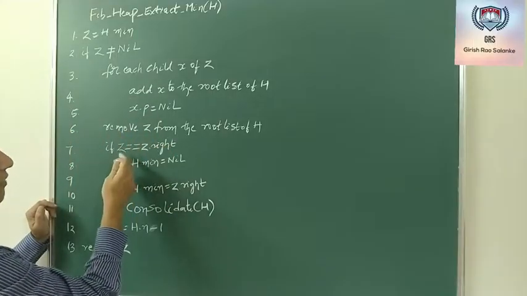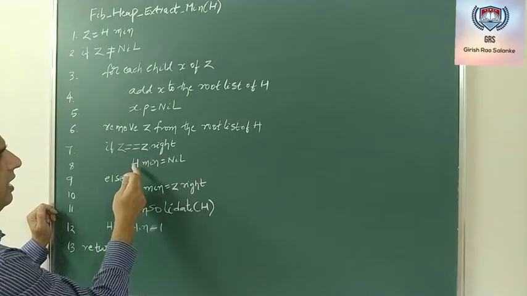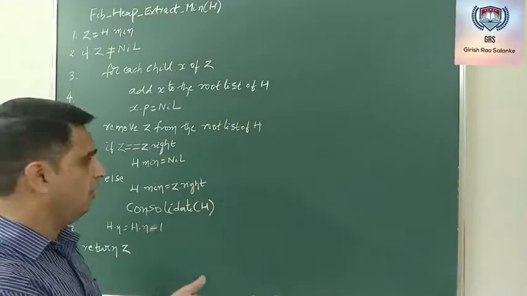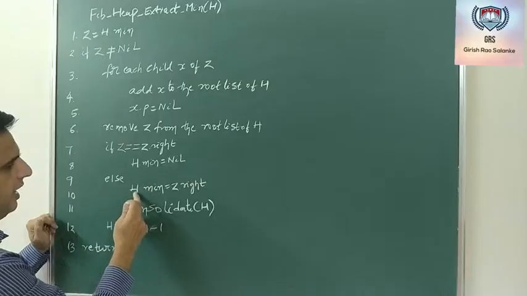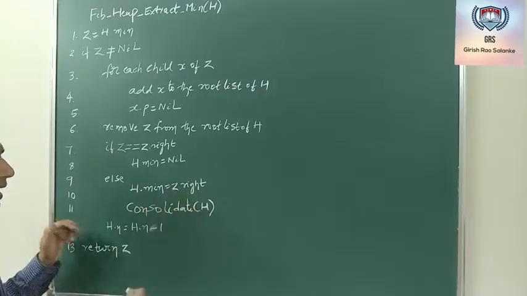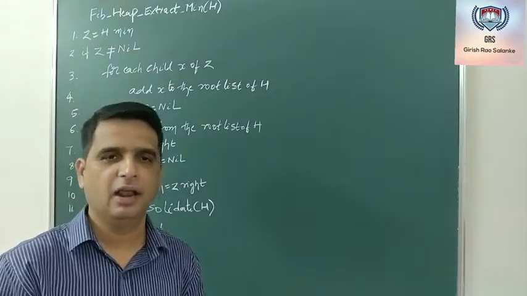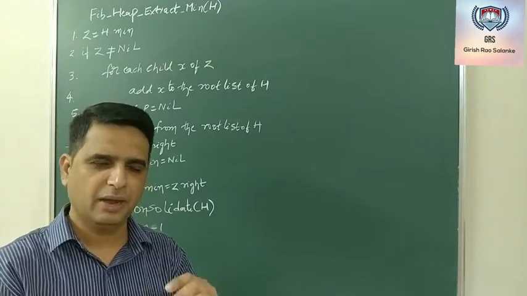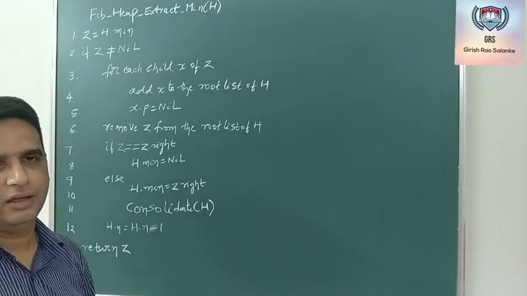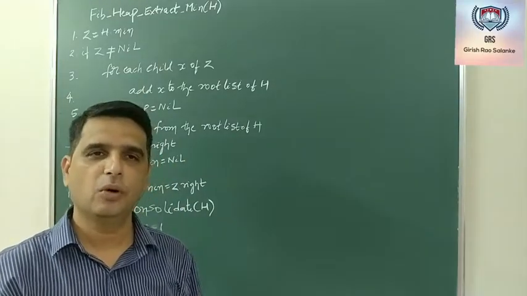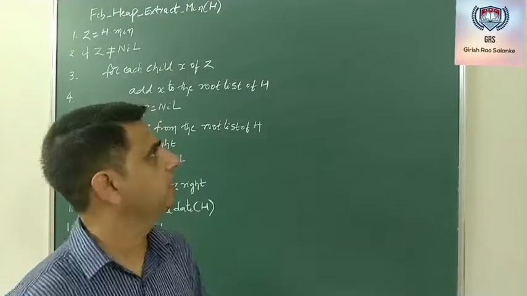Now I am going to check if x is the only node in the root list. If x is equal to x dot right, then h dot min is equal to nil. If not, what I am doing? I am making the next node as h dot min. So sorry, h dot min is equal to z dot right, and then I am calling consolidation on h, and finally I am decrementing the number of nodes, because once I extract min it means I should delete a node. So h dot n is equal to h dot n minus 1, and finally I return z. So this was about the algorithm or the pseudocode of performing the extract min operation on a Fibonacci heap. Now coming to the time complexity.